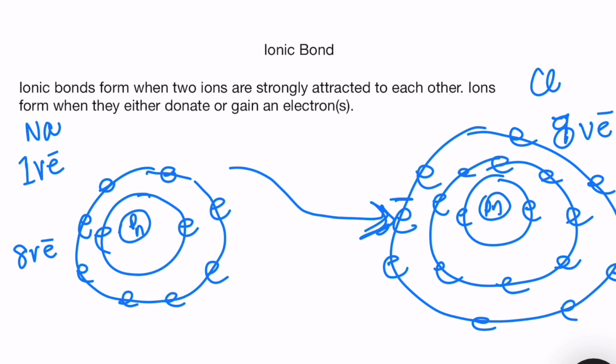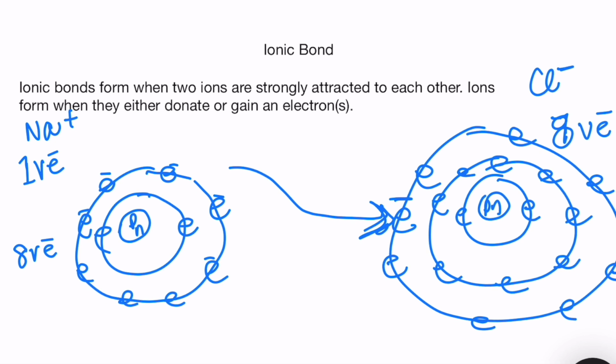Its shell is complete. When sodium gives away an electron, it gains a positive charge. Why? Because electrons carry a negative charge. So when you donate a negative charge, you end up with a positive charge. Chlorine, when chlorine gains an electron, it gains a negative charge. So now chlorine is negatively charged. So what you have essentially, you have a sodium ion and you have a chloride ion, negatively charged. And these two are attracted to each other, forming an ionic bond.